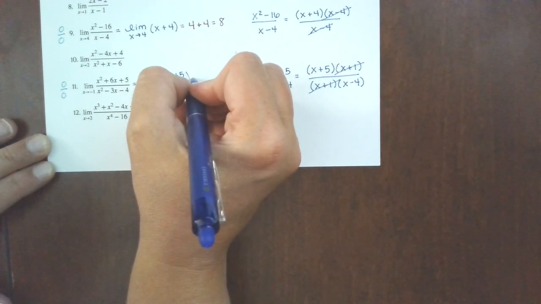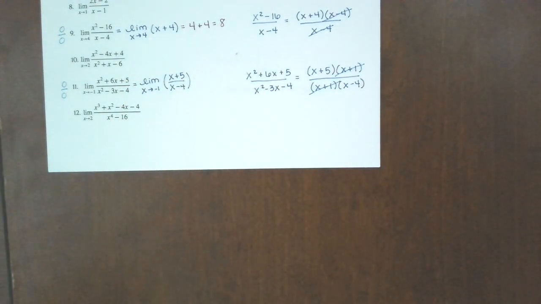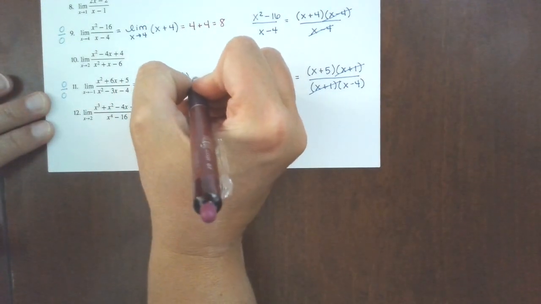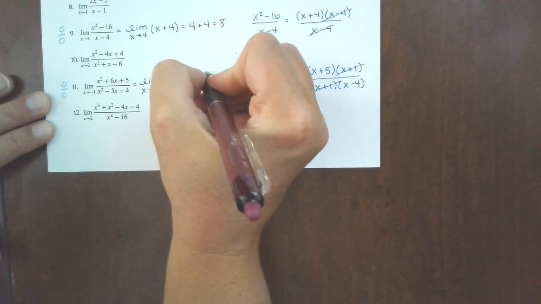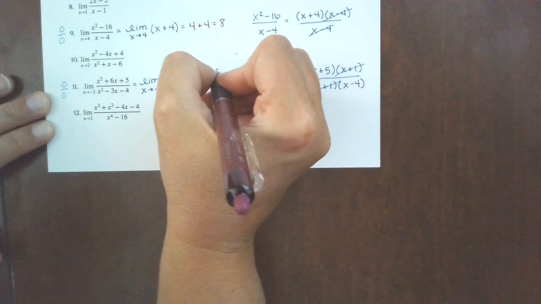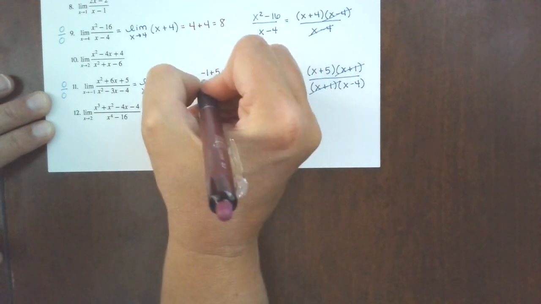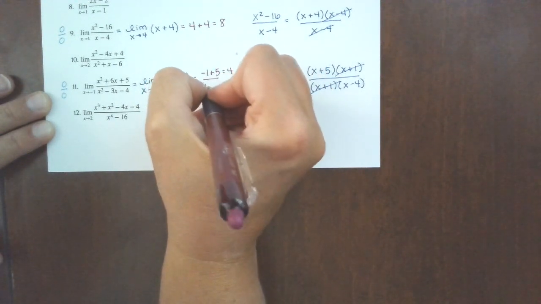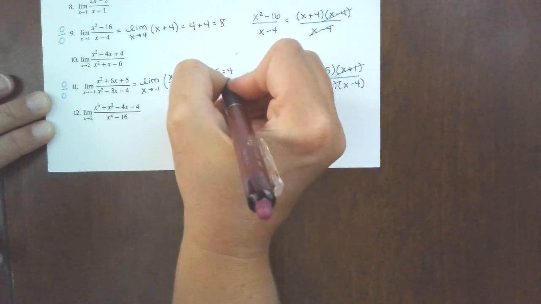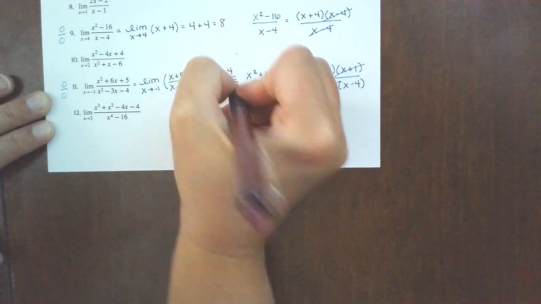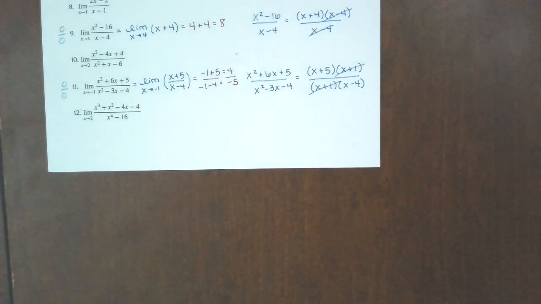And now that allows me to plug in my -1. So when I plug in -1 on top, -1 plus 5, I get a 4. On the bottom, -1 minus 4 is -5. And so my final answer there is -4/5. It kind of got squeezed in there funny, but that would be my limit, is -4/5. Okay, let's move on to the back here.